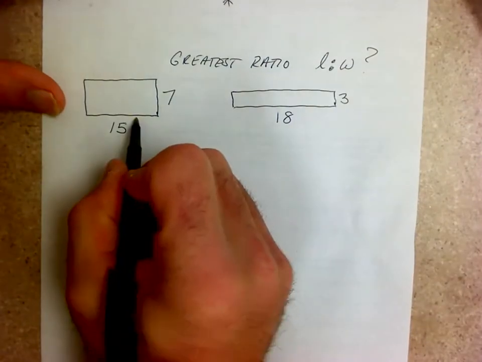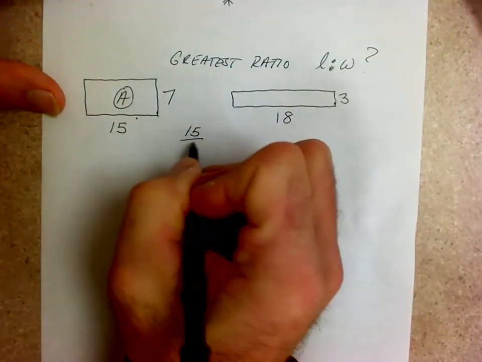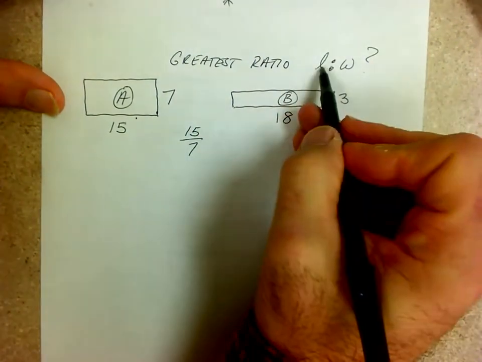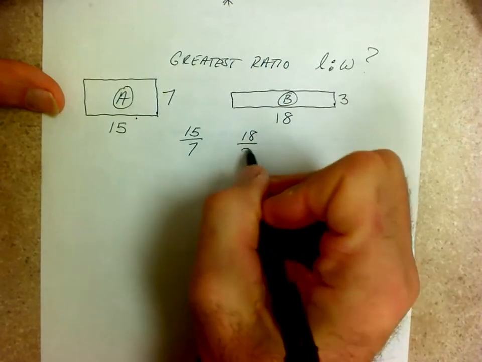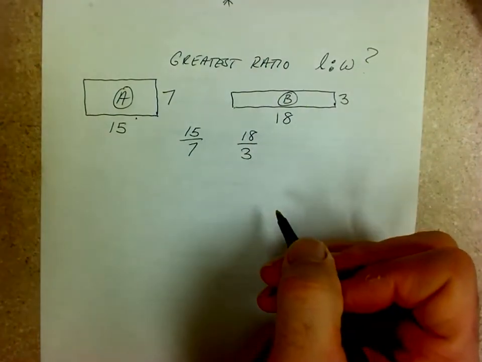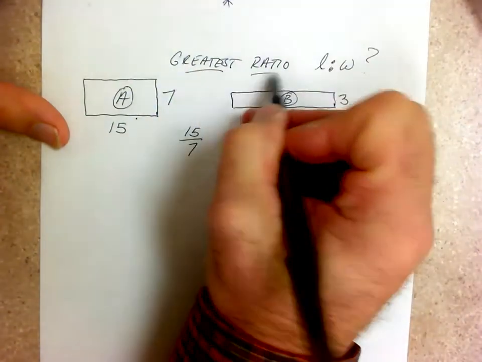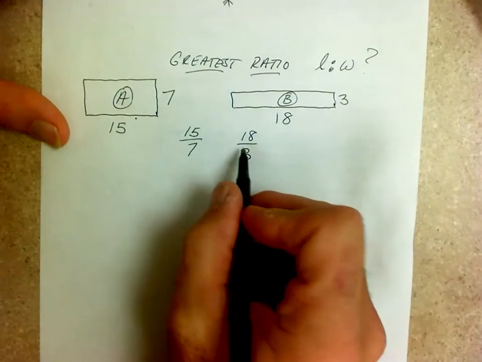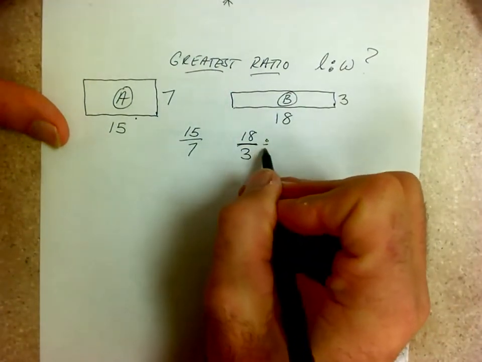So the first rectangle here, rectangle A, we would say has a ratio of 15 to 7. Length first, width second. Rectangle B has a ratio of 18 to 3. So we have them represented, but we still really haven't answered the question, which one has the greatest ratio? So we probably just need to go a step farther here, recognizing that since we're using a fraction bar, that also means we can divide.